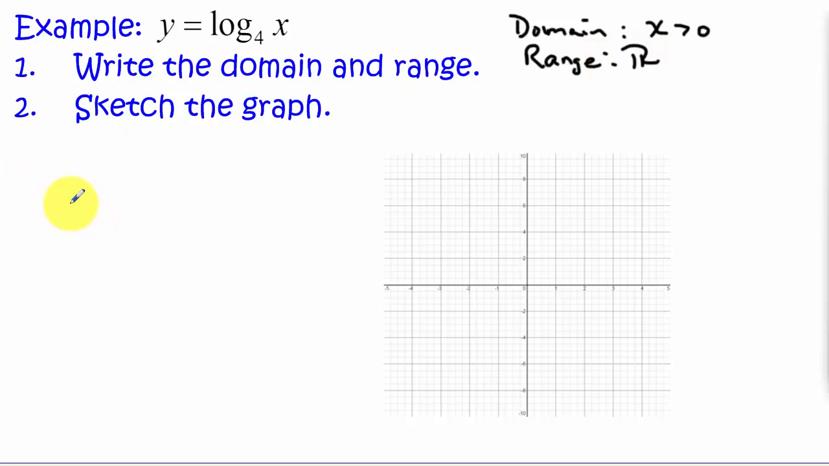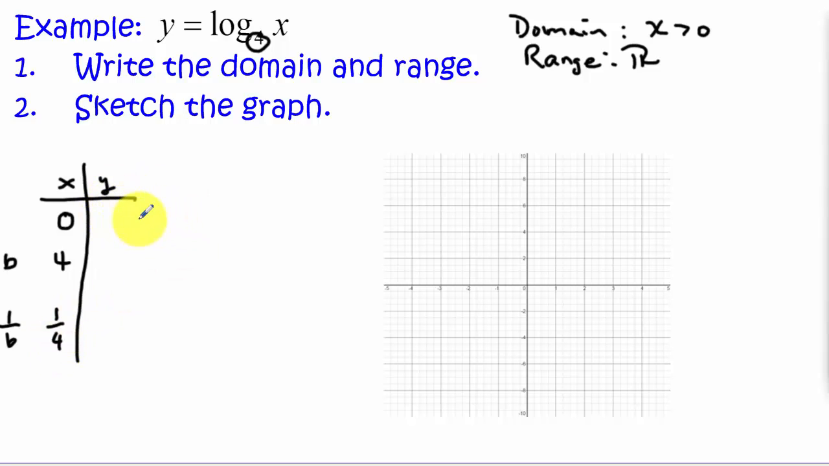We know the basic shape, but we want to pick some x values. Let's pick 0, 1, and, I'm sorry, we're going to pick 4, because I'm picking the b values here. So I'm going to pick b, and I'm going to pick 1 over b. So I'm going to pick 1/4.